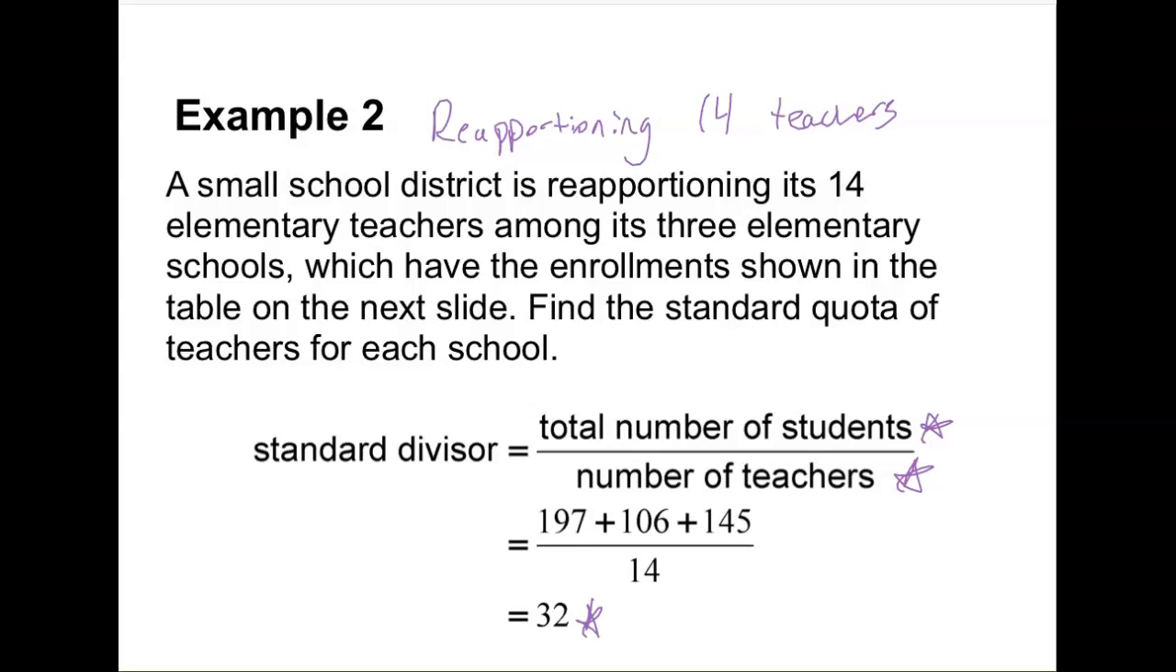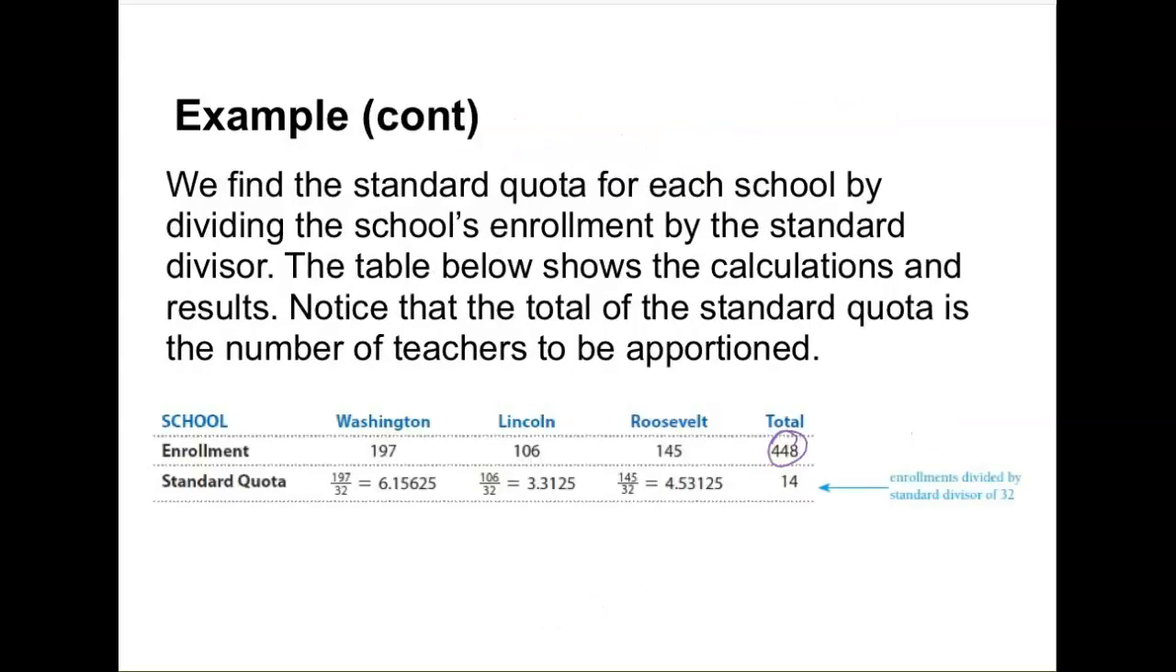Then to get each standard quota, we just take the number of students at that particular school and divide by the standard divisor. So for Washington, I would get 197 divided by 32, which is 6.156. For Lincoln, 106 divided by 32, so 3.3125. And for Roosevelt, 145 by 32, which is 4.53. And so this just gives us a fair way to distribute those new 14 teachers among the 3 schools in the district by student population.